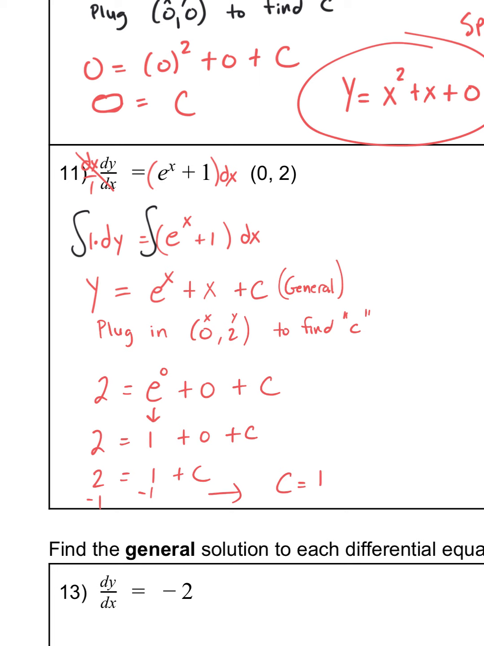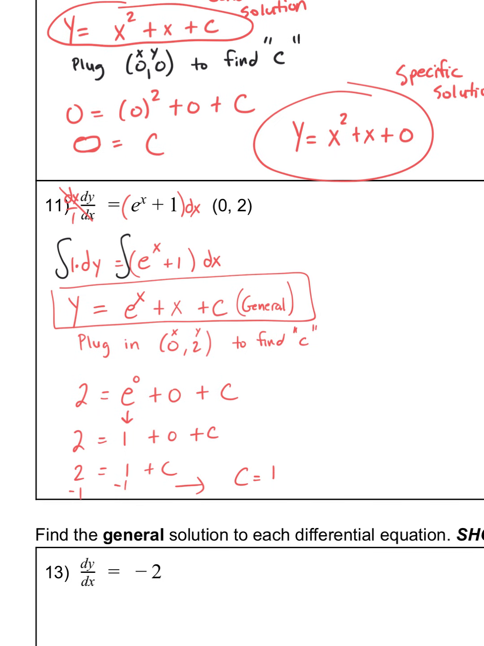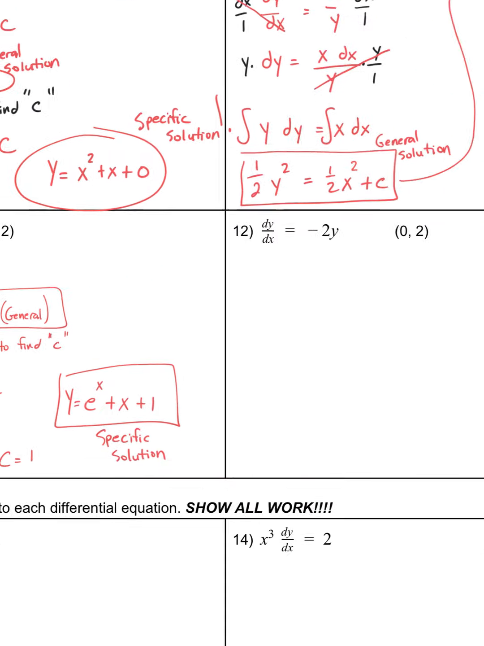So this is my general solution. If I plug in this c value right here, that gives me my specific solution. So y is equal to e to the x plus 1. And there is my specific solution. All right, not too bad. All right, number 12.